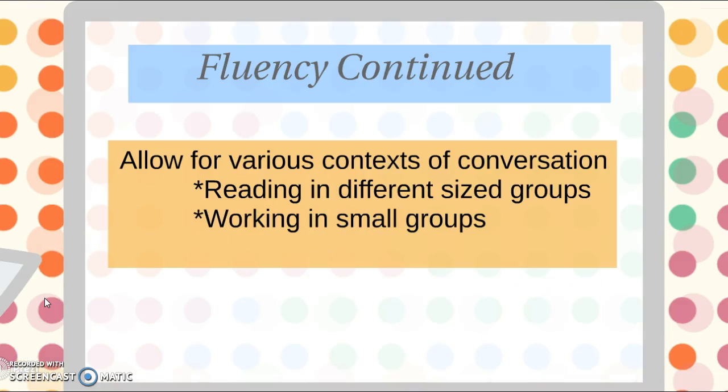Another strategy for helping David with his fluency skills would be giving him different contexts for conversation. So maybe allowing him to read in different size groups, maybe in smaller groups or one-on-one or with maybe 2 other students. We've talked about in class that some of the ways you can help support ELL students is having them work in groups. This can also help build their confidence and just give them more time and more strategies for practicing fluency and practicing their language skills.